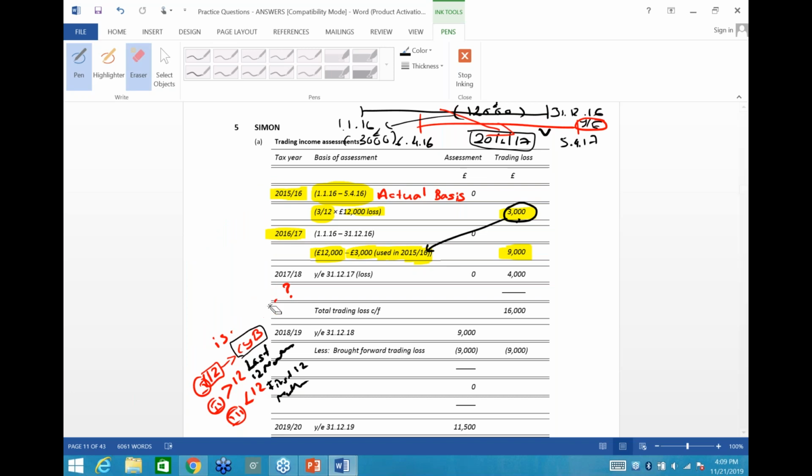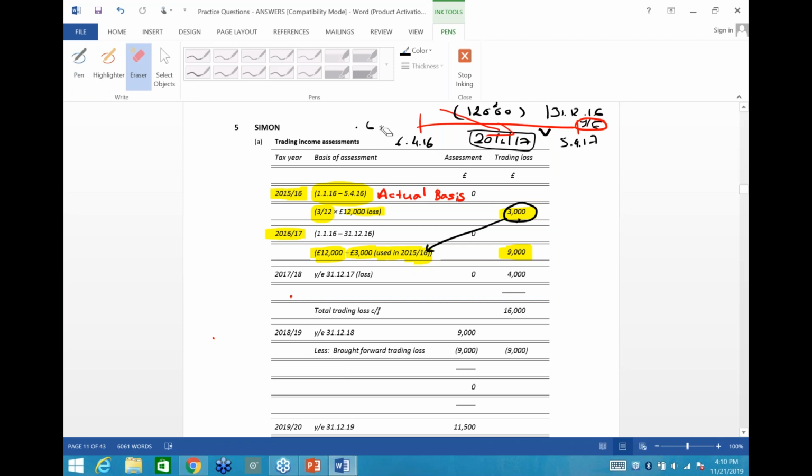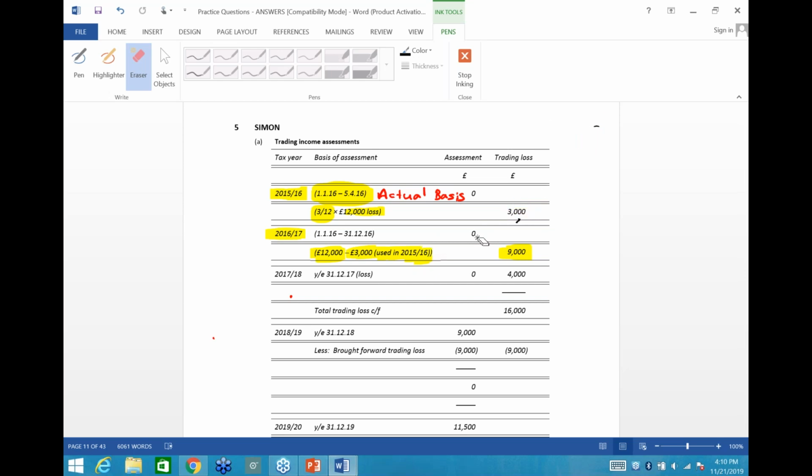Then you have to use the normal method for the balance. Again, you ask the same two questions. For the other two tax years also, you ask the same two questions. One is check whether there is a period of account ending in the tax year, and check how long the period of account is.